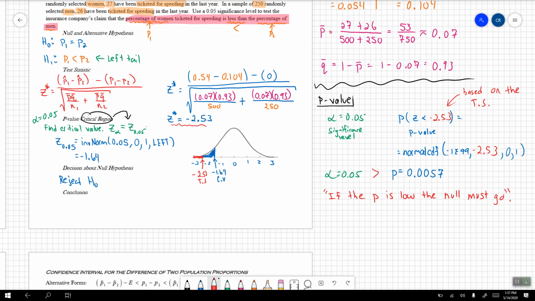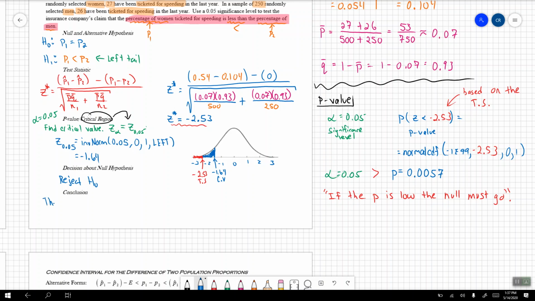So now, we need to write a conclusion. So let's go through and write this conclusion. All right, what is it that we found? What we found is that we're rejecting the null hypothesis. So I'm going to write a sentence that is going to support that rejection of the null hypothesis. Because again, that's my decision here.